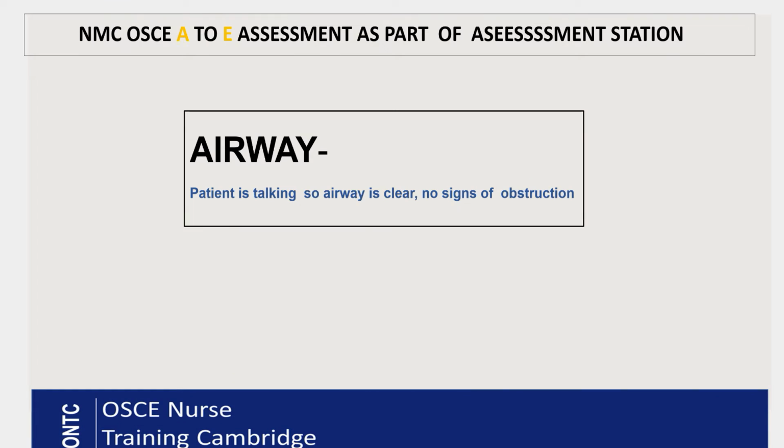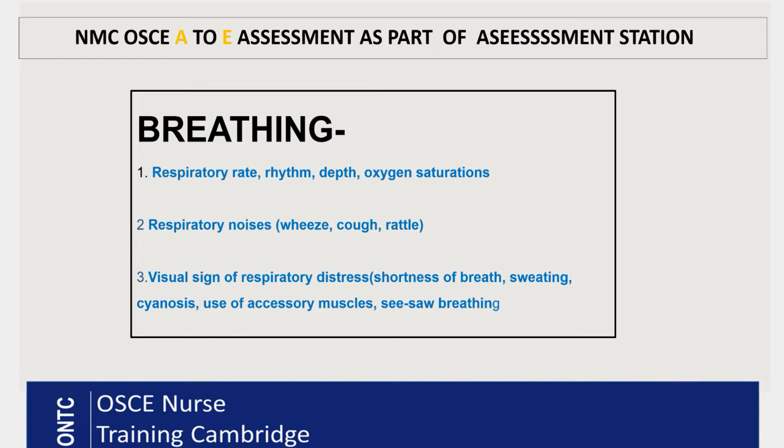So let's look at airway first. If your patient is talking to you, obviously you will say that you're talking to me, your airway looks clear, there is no obstruction. So that is fine, I'm happy with your airway and that you're maintaining it, and then I will move on to breathing. So in breathing, what kind of things do we look at?